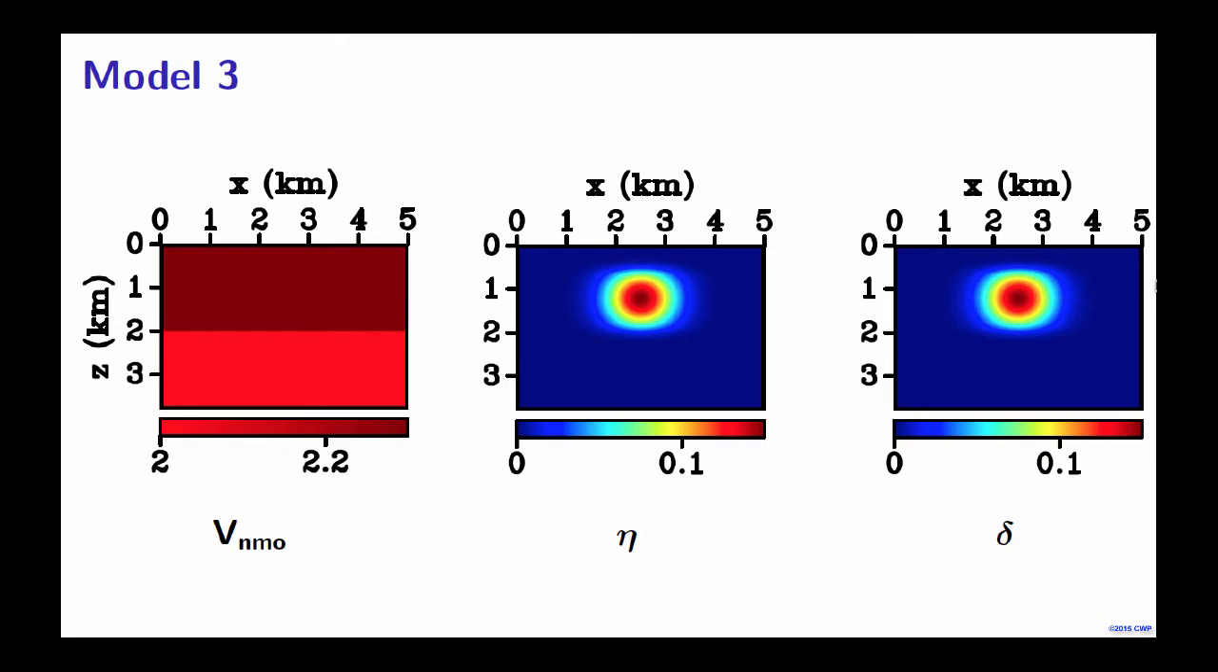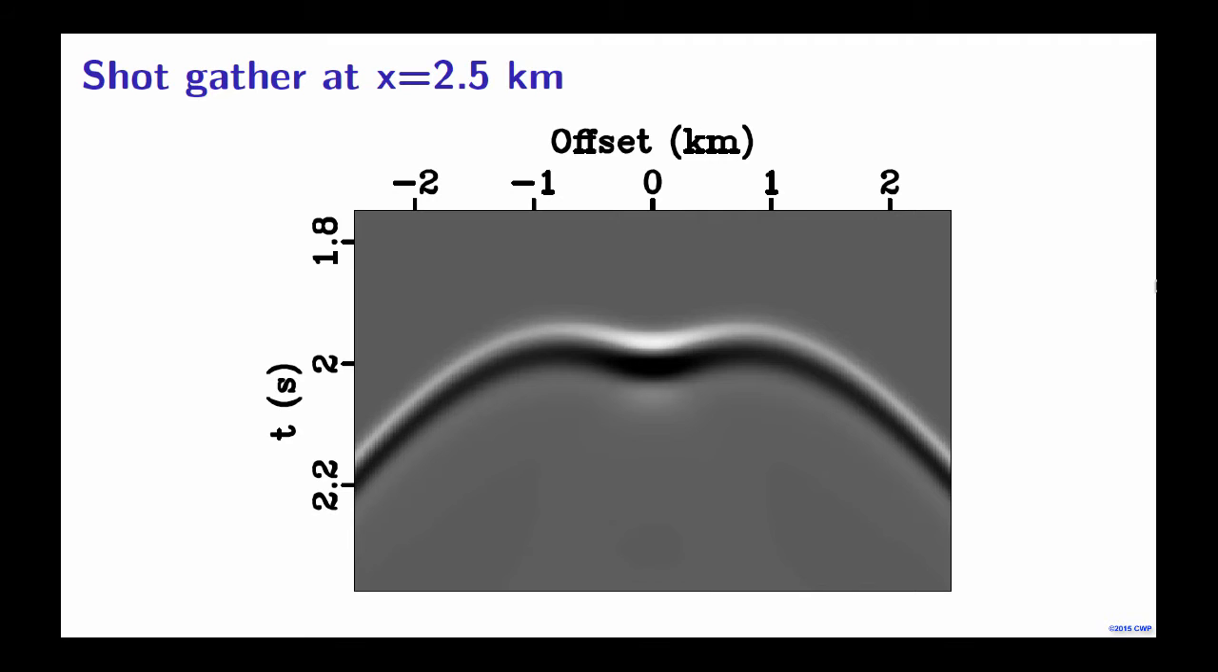And finally, let's consider the model with pronounced spatial variations in the anisotropy field. The VNMO model consists here of two homogeneous layers, and there is an identical Gaussian anomaly in eta and delta, and the maximum value in the middle of the Gaussian anomaly reaches 0.15. So here we are going to keep eta and VNMO at their correct values and play with the strength of the Gaussian anomaly in delta.